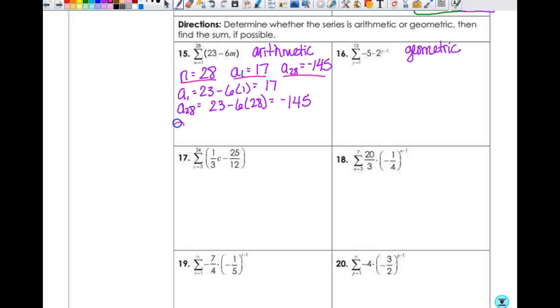All right, so these are the three things that I need. Then I'm going to put it in that formula. So S of n, or S28, is equal to n, which is 28, times A1, which I'm going to use correctly this time, 17 plus negative 145 all over 2. So the sum of the first 28 terms is negative 1792. Yeah, that's what I got too.